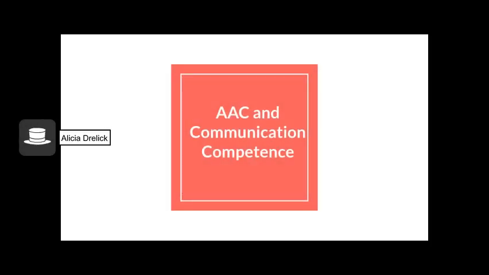In this mini lecture, we will be examining augmentative and assistive communication systems, or AAC, and developing communication competencies in AAC users.